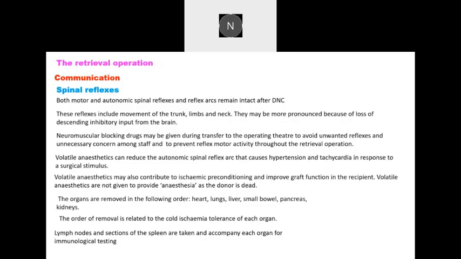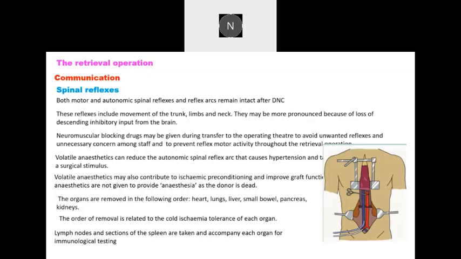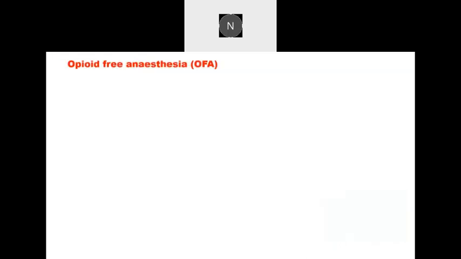Lymph nodes and sections of spleen are taken to accompany each organ for immunological testing also. And this is how the incision is made, right from the sternum to the symphysis pubis. So both thoracotomy and laparotomy are done in the same sitting. And immediately they may sometimes cannulate the aorta and IVC also, to perfuse the various organs. Now coming to the next topic, opioid free anesthesia.